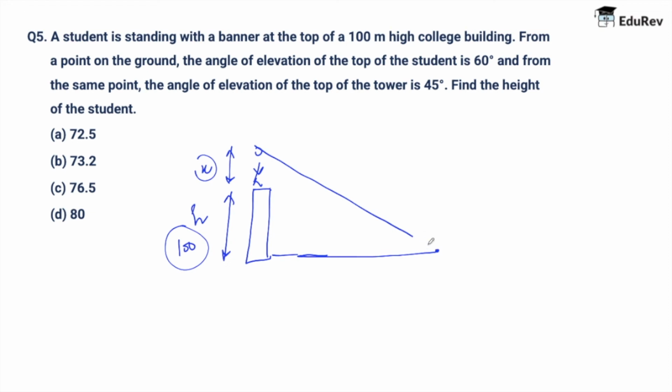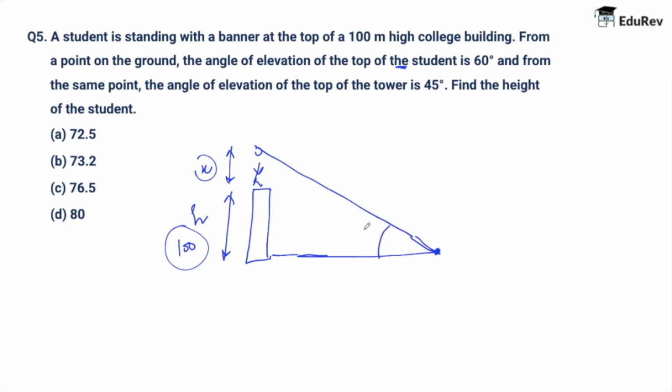So in the previous question we talked about angle of depression. In this question we are going to talk about the angle of elevation. I explained in the previous question what angle of elevation is, and I hope you remember it, but again I'm going to tell you that angle of elevation is when from a particular point someone is looking upwards, in easier words. So the angle of elevation from a point on the ground to the top of the student is 60 degrees.